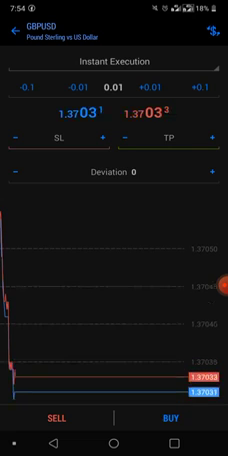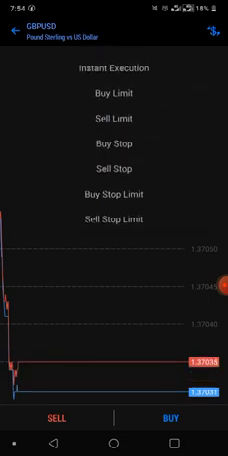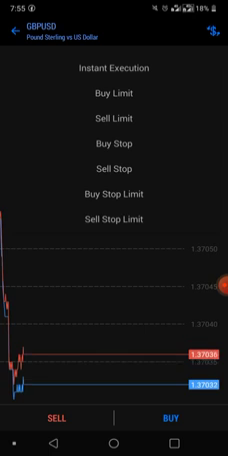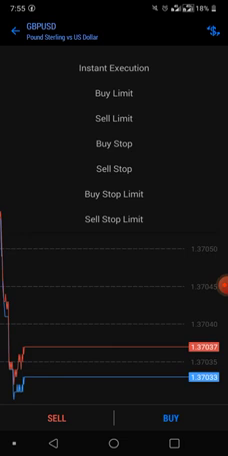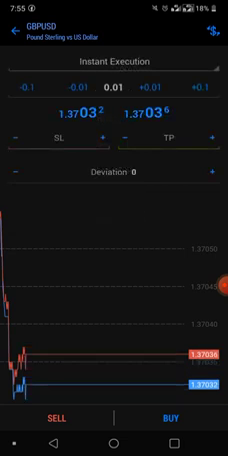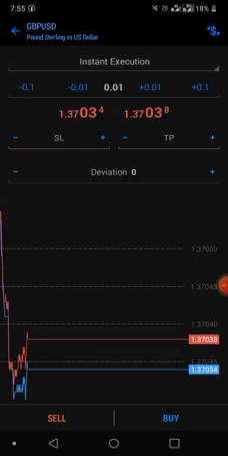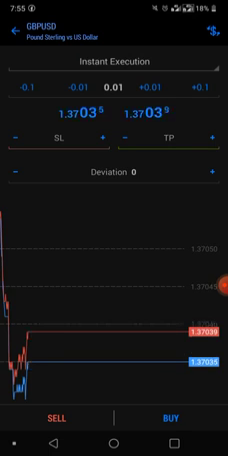For me to know the exact currency pair I want to trade, I look there. You see instant execution, and then there's a small drop down window at this end. Now when you click the drop down window, you see different things being given. You see instant execution, buy limit, sell limit, buy stop, sell stop, buy stop limit, sell stop limit. Then if you come down to the middle here, you will see some figures: negative 0.1 to the left, negative 0.01, then 0.01, and then positive 0.1.